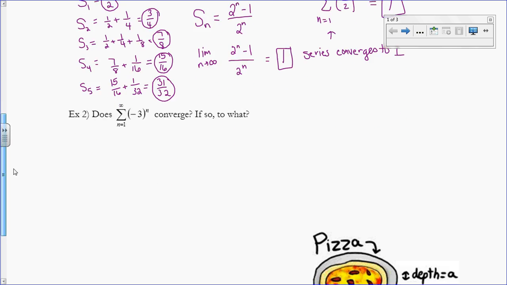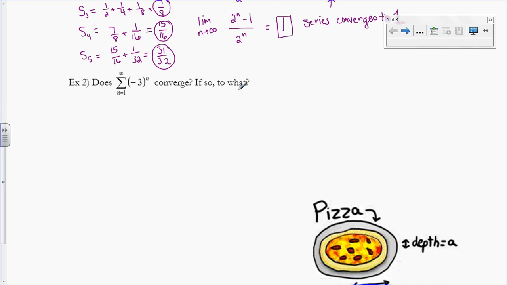All right, does the sum of (-3)^n converge? If so, to what? Okay, we're going to do the same thing here. So I'm going to look at the sequence of partial sums. So first I have to write out the terms. So negative 3 to the first is negative 3. Negative 3 to the second is positive 9. Negative 3 to the third is negative 27. Negative 3 to the fourth is 81. Negative 3 to the fifth is negative 243, and so on.